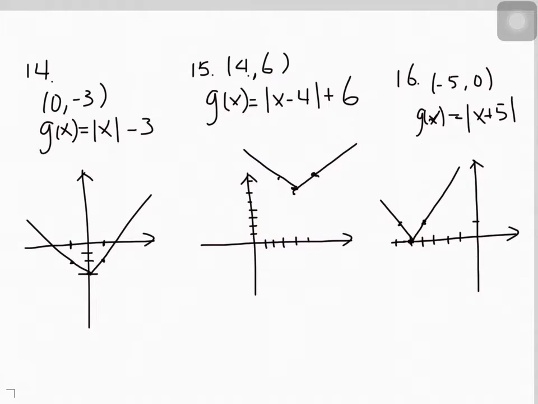Number 15. The vertex point is going to be located at (4, 6). So moving right 4 units, up 6 units to locate your vertex point. Number 16, the vertex point is going to be shifting left 5 units, (-5, 0). So the absolute value function is going to be g of x equals the absolute value of x plus 5.